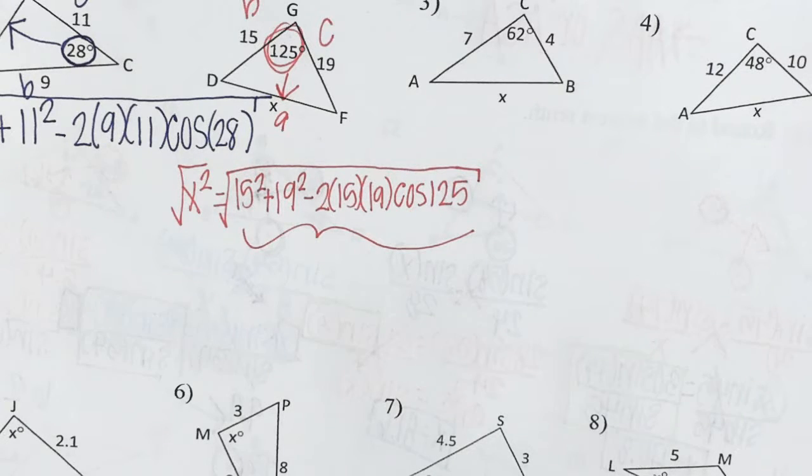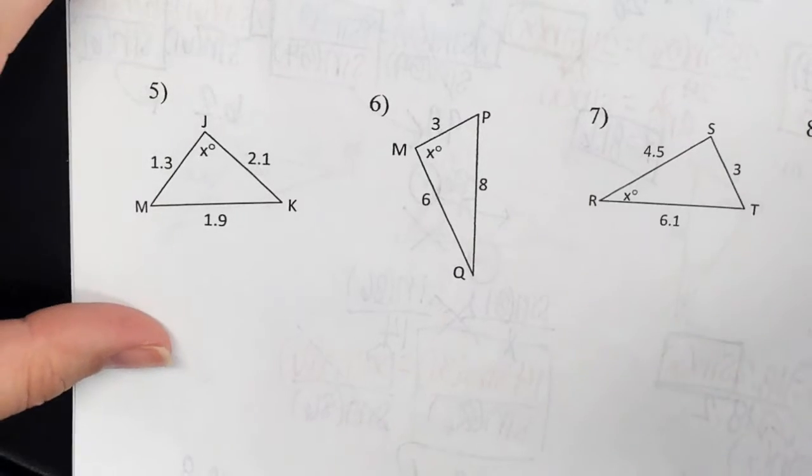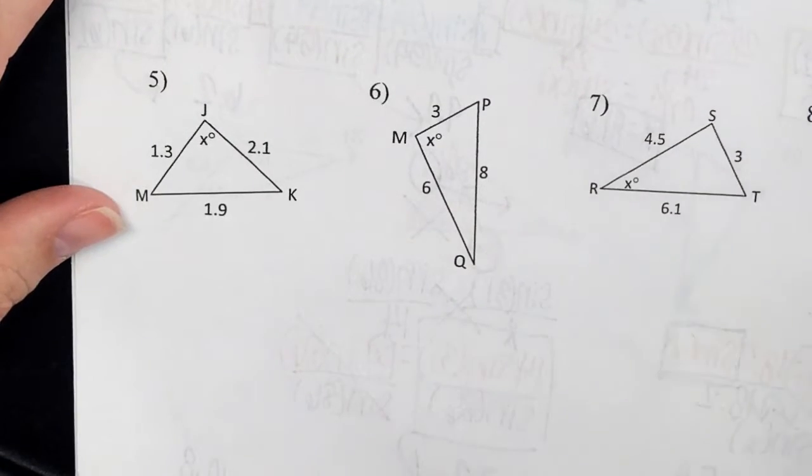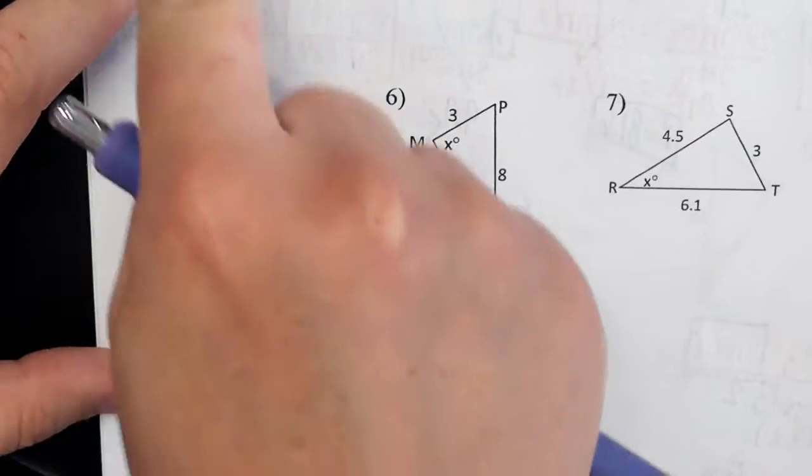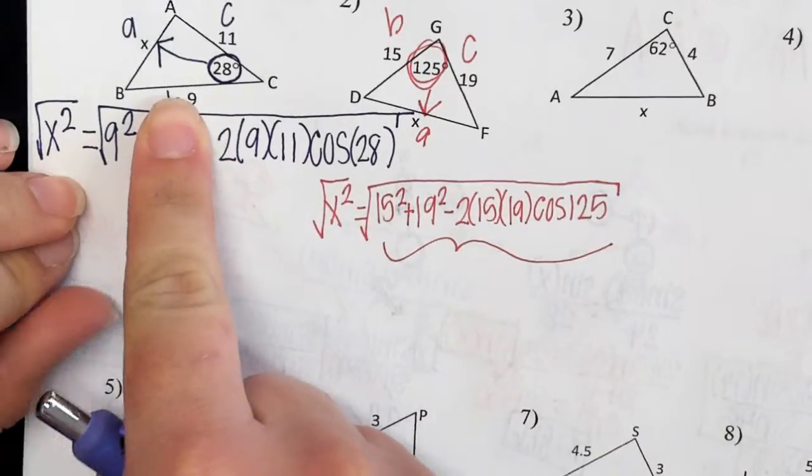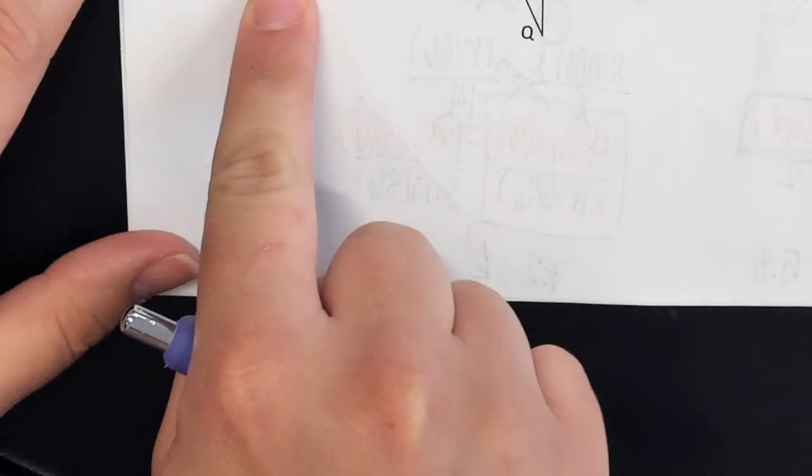Okay, let's move on to the one other scenario. This is the last thing you have to learn that's going to be on your test. Okay? This is the last thing. Ready? The only difference is, put your phones down, please. The only difference is you are finding a side here. Now you're finding an angle.